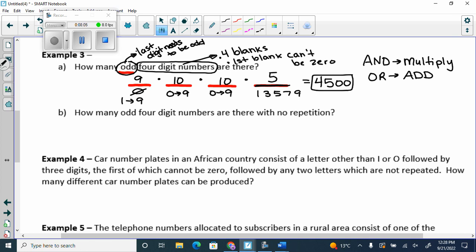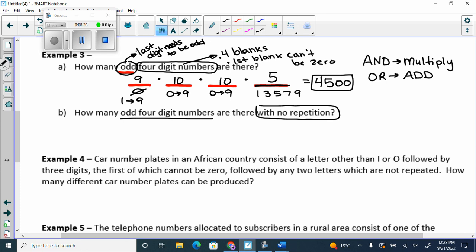The next one says, how many odd 4-digit numbers are there? That sounds very similar to the previous one. With no repetition. No repetition. That means you can't have like 1, 7, 6, 1. Like you can't have 1 twice. You can't have a 2 twice. You can't have 2 three times, right? You can only have each number once.